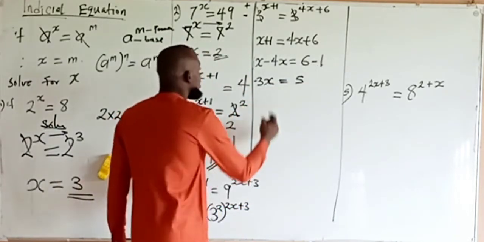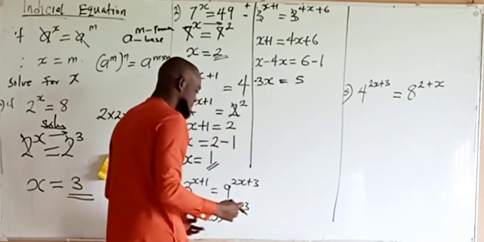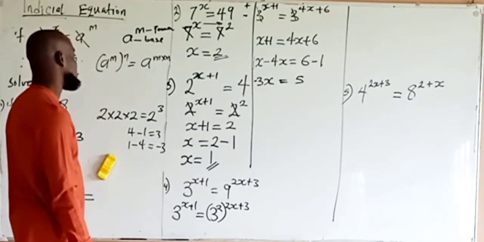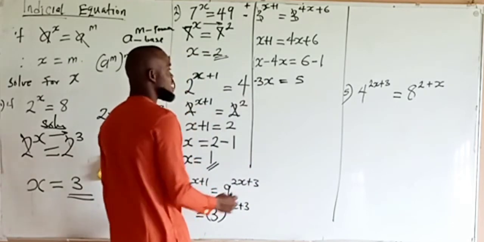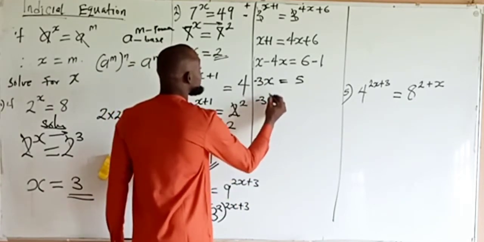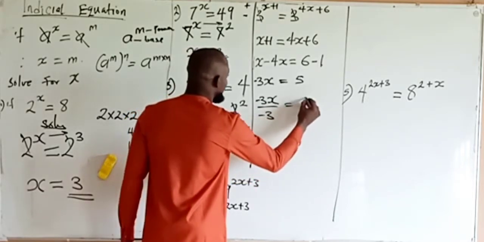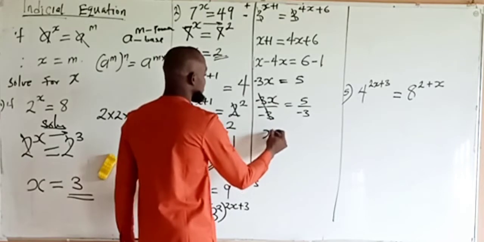The next thing you do, what are we looking for? We are looking for x. And what is the number standing close to that x? Now we have a number there which is minus 3 standing close to the x. So the next thing you do, you will divide both sides by that number, which is minus 3. Divide both sides by this minus 3. So this one will cancel this. x will be left out.